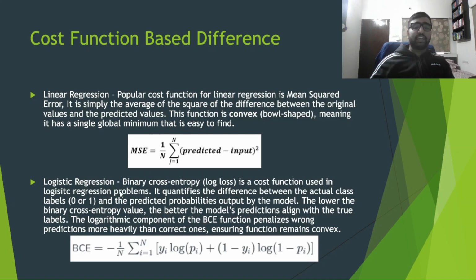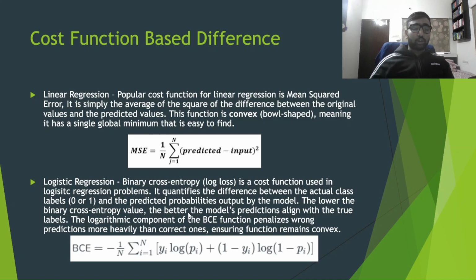Whereas in logistic regression, binary cross entropy or the log loss function is our cost function. It is used in logistic regression problems. It quantifies the difference between the actual class labels and the predicted probabilities output by the model. So just like in linear regression, mean squared error is used to find the difference between the predicted and actual values. In logistic regression too, it quantifies the difference between the actual class to which a particular label belongs and the predicted probability by the output model.